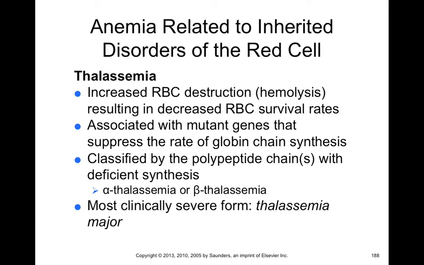There's another form of anemia called thalassemia, and this is common in individuals of Mediterranean descent, and it's due to an increase in red blood cell destruction. Thalassemia is a genetic disorder where individuals suffer from a defect in the cytoskeletal membrane, and these cells then are more likely to break down.